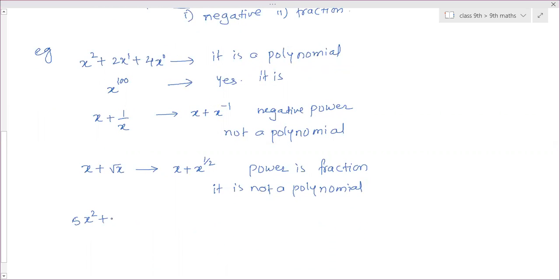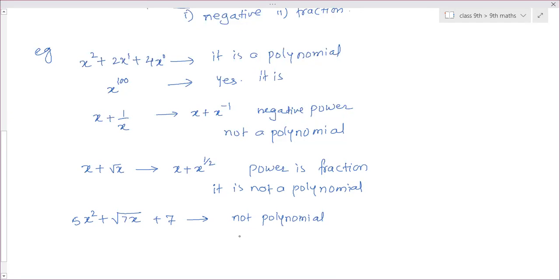5x square root 7x plus 7. Chandra, can you tell me whether it is a polynomial or not? Aditya Murthy, is it a polynomial or not? It is not a polynomial. Why? Because of 7 root x. So 7 root x, what will happen then?